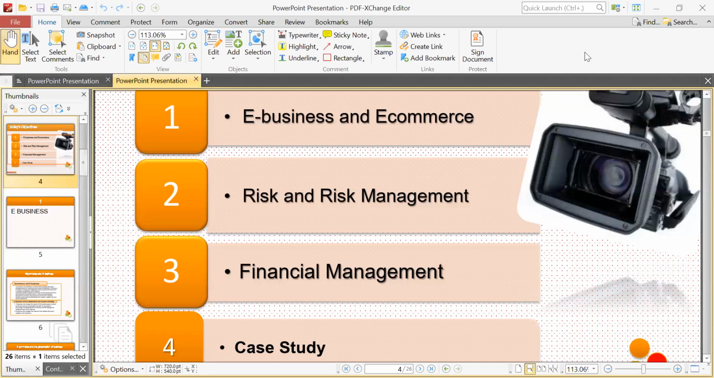So today we'll be talking about e-business and e-commerce, and talk about risk and risk management. And then we'll look into financial management.